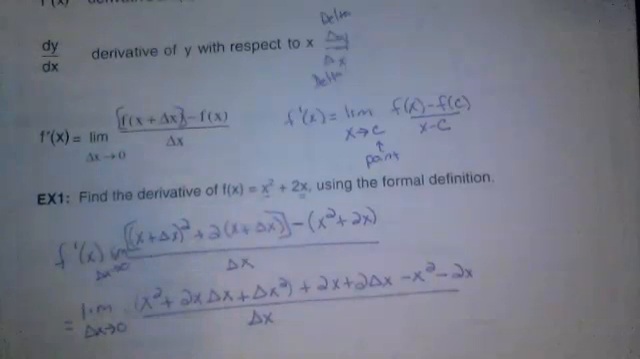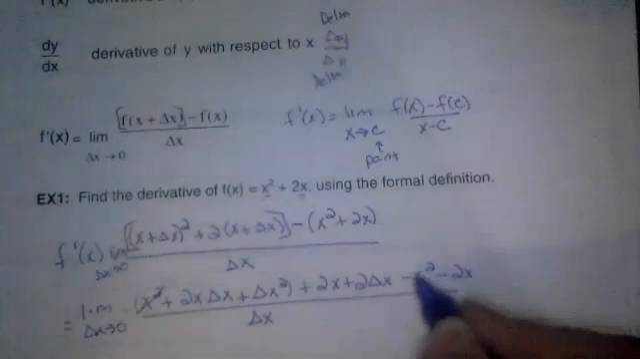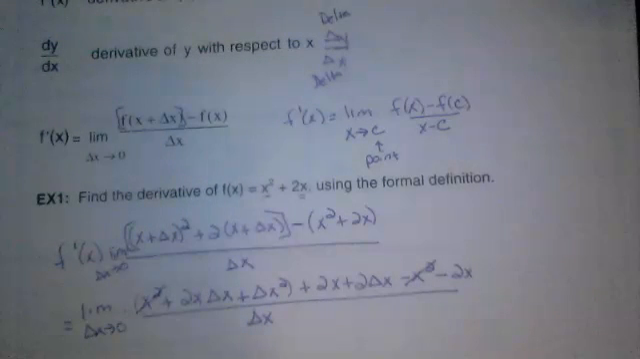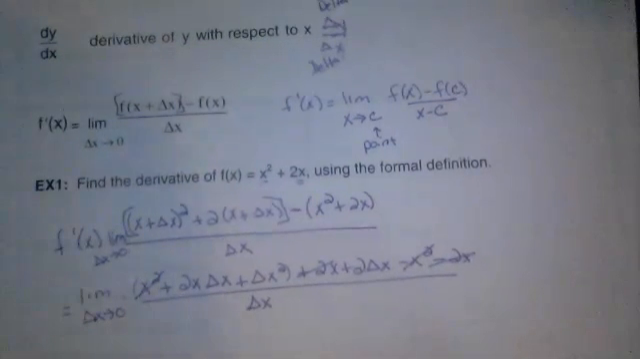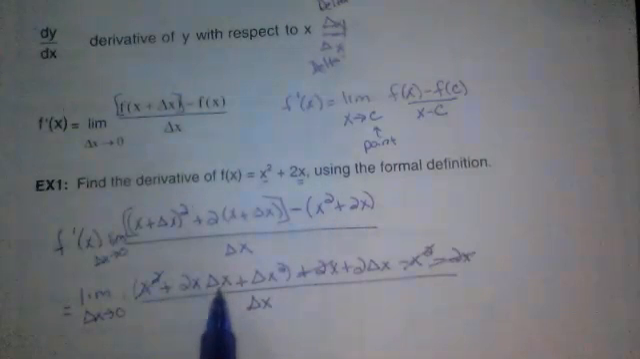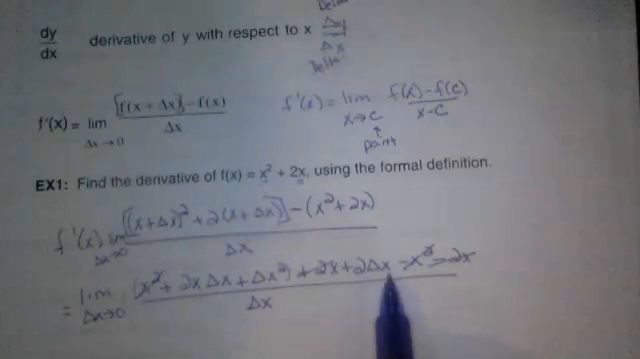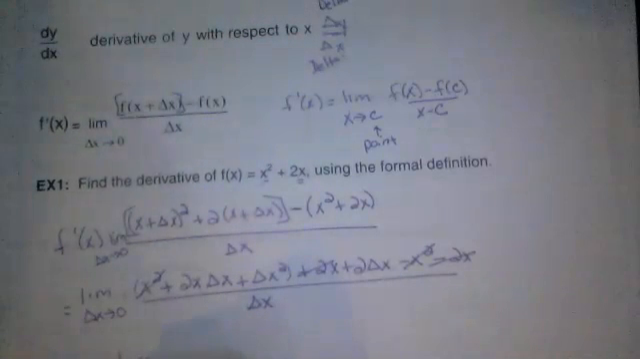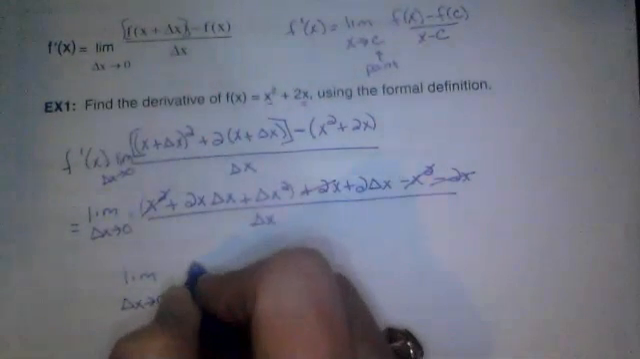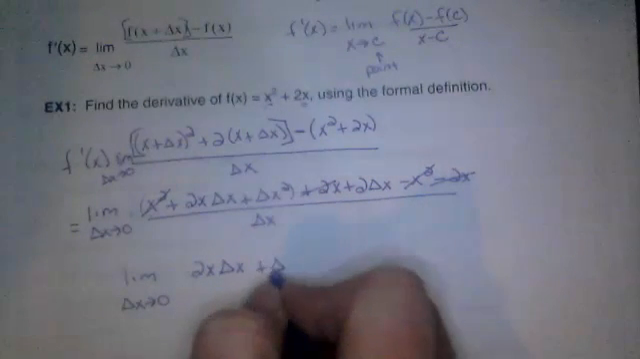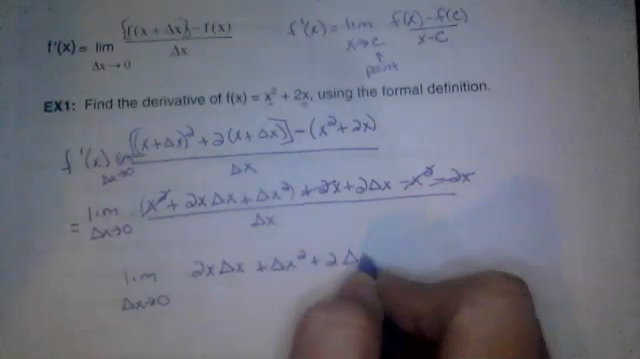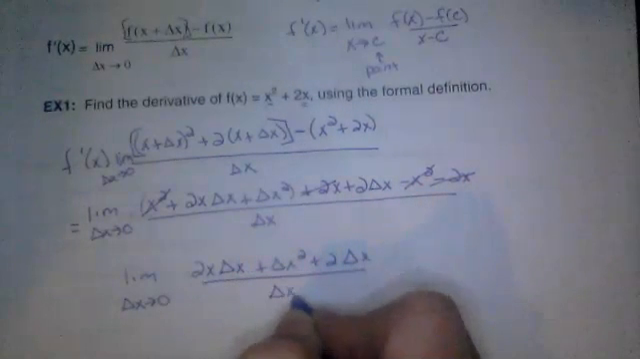All right, so we're going to try to simplify this, and so I've got an x squared here and a minus x squared down here that zero out. Let's see, I've got a 2x here and a minus 2x here that zero out. And I'm not sure any of the rest of these are the same. I've got 2x delta x and a 2 delta x, but I can't combine those. So I have the limit as delta x approaches 0 of 2x delta x plus delta x squared plus 2 delta x all over delta x.